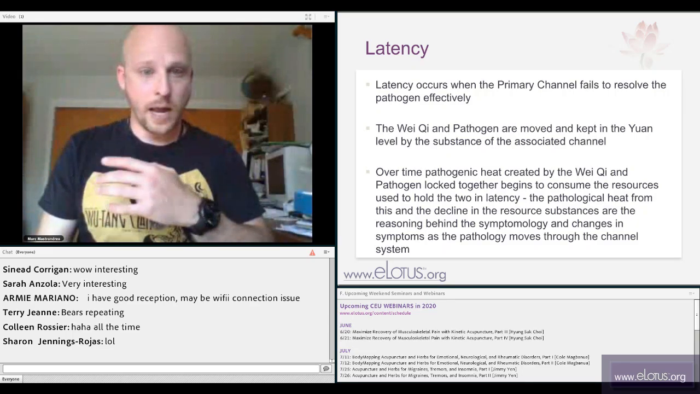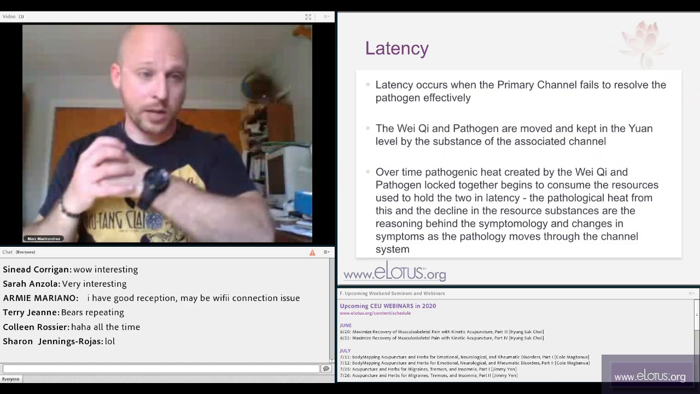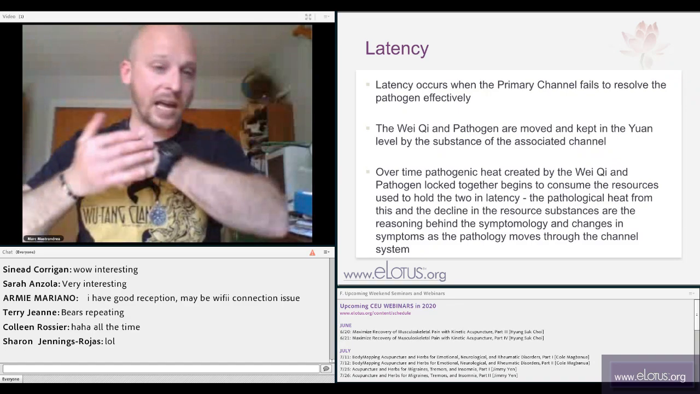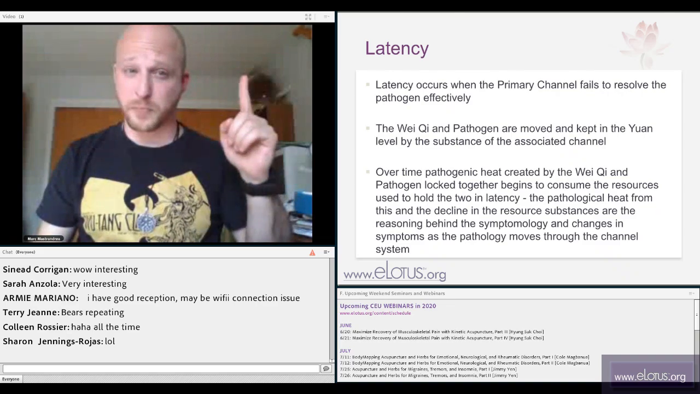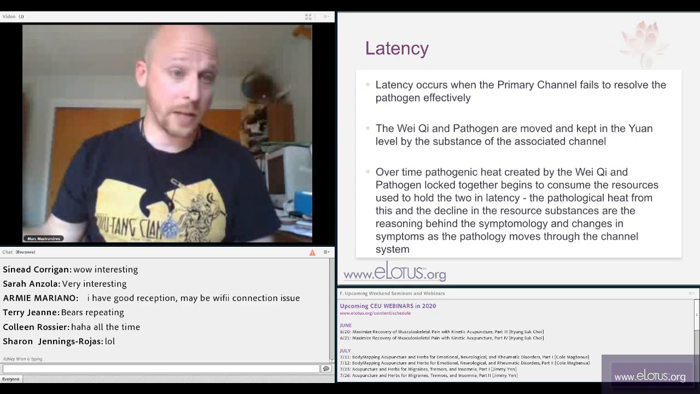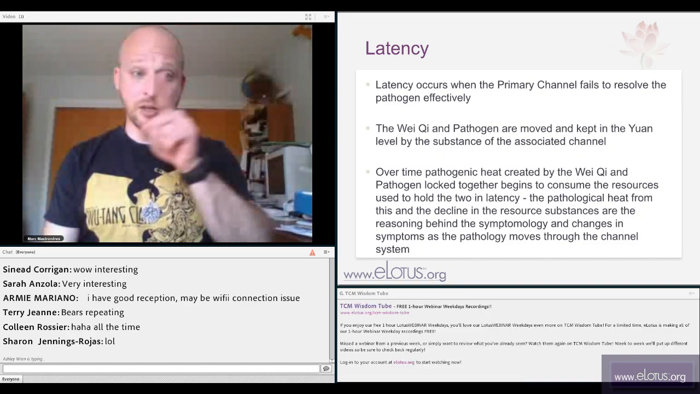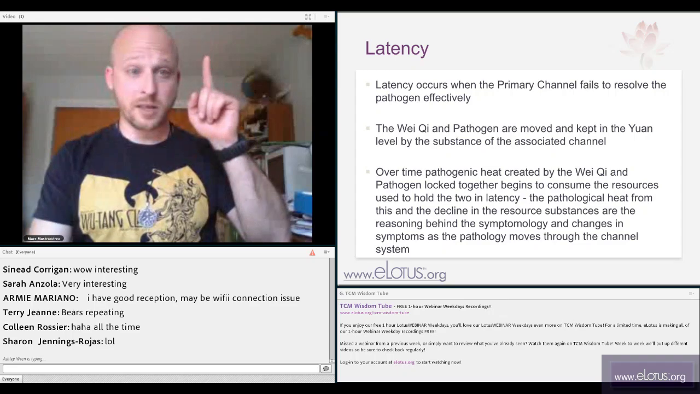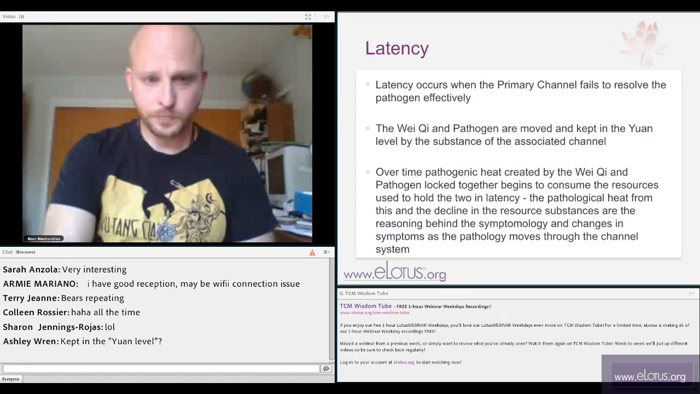So the pathogenic heat from this will then decline in resource substances. Like what happens is you'll have, say, Jing from bladder trying to hold on to something. It'll eat through that, and now it's got to go into the gallbladder. So you'll start to see a change in symptoms that move from bladder divergent issues or Taiyang issues to what? Gallbladder divergent or Xiaoyang issues, right? So you see this change, and that gives you an idea of where the pathogen has gone, what substances a person is now deficient in.